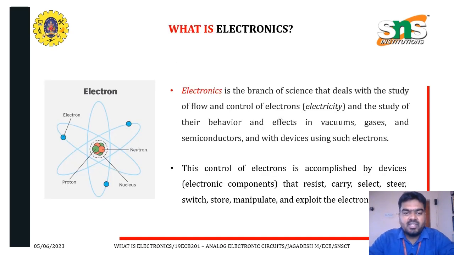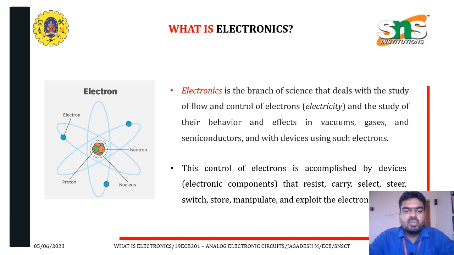So let's start with electronics. As we are dealing with analog electronic circuits, knowing about electronics is very essential, because this is the fundamental thing. Without knowing this, studying the other things, the advanced techniques and methods, is useless. So first, let us start with electronics.